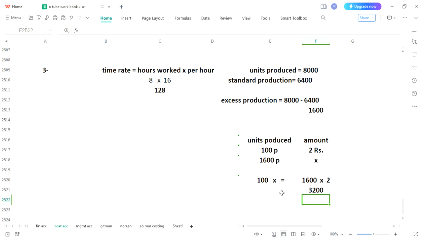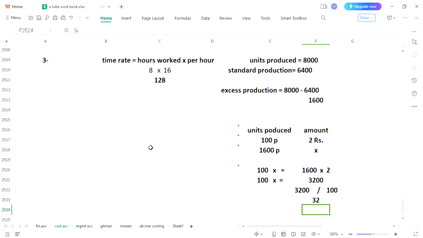You want to take 100 to the opposite side. Right now 100 is being multiplied with x, and if you take 100 to the opposite side, it would be divided. Already 3200 is present on the right side. When you take 100 to the opposite side, it would be divided, so 100 will come at the denominator. Finally we can calculate it. 3200 divided by 100, so we have got 32 as extra payment.